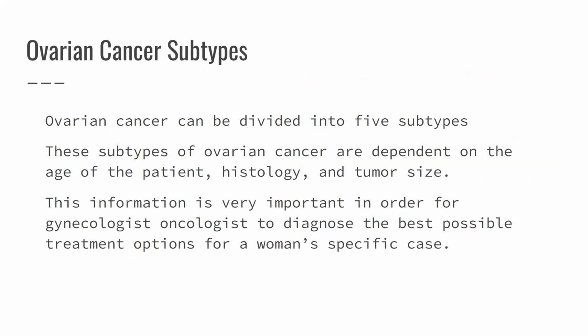Ovarian cancer subtypes. So great. Now that we are familiar with the ovarian cancer types, let's talk about the subtypes of ovarian cancer. However, before we get to the names of the ovarian cancer subtypes, I just want to give a little bit of background information first. Ovarian cancer can be divided into 5 different subtypes. Now, these subtypes are very dependent on the patient's age, histology, and the tumor size. So depending on those 3 factors, treatment will vary from case to case.